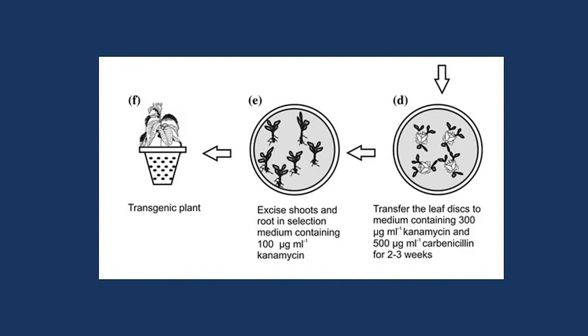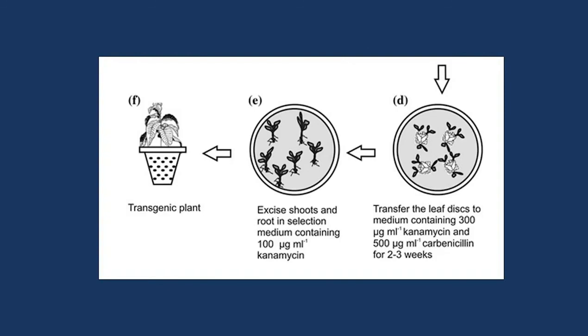So here what happens is that all the cells which are transformed, which contain the kanamycin resistance gene, will survive on this medium. All the other cells will die on the medium. In order to make plants from the surviving cells, this medium contains high concentration of cytokinin and low concentration of auxin. That ratio induces shoot formation. To make roots from the shoots, they are transferred to a medium containing auxin.